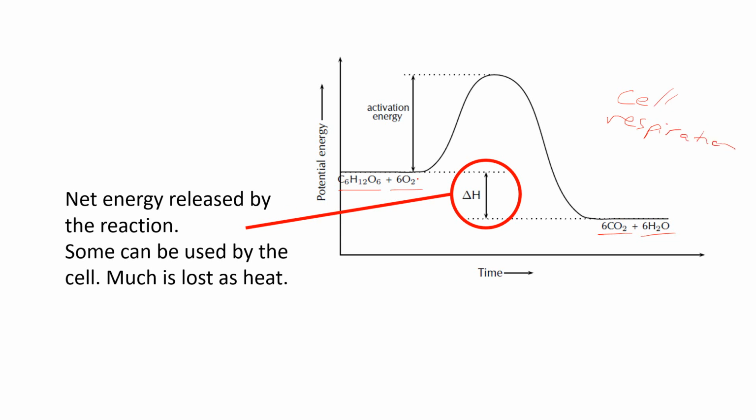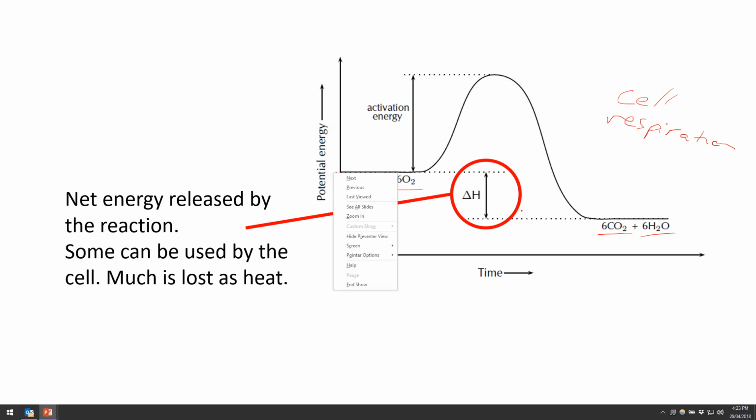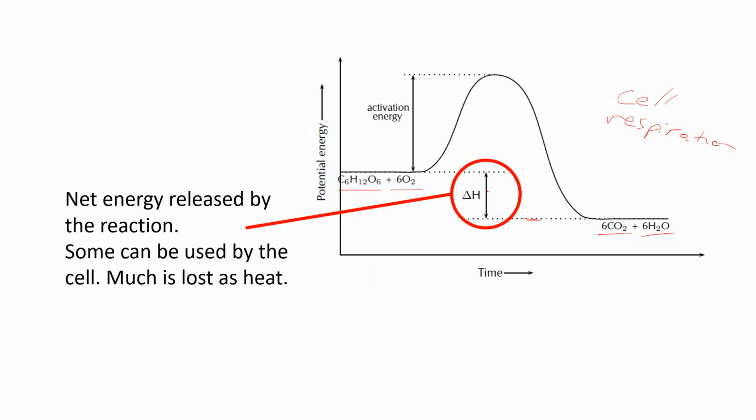Okay, it doesn't really matter what the reaction is, but it just happens to be on this diagram. You can see the difference between this level of energy here and this level of energy down here. That difference is the amount of energy that's going to be released. A lot of it is lost as heat, but some of it could be available to do some work.